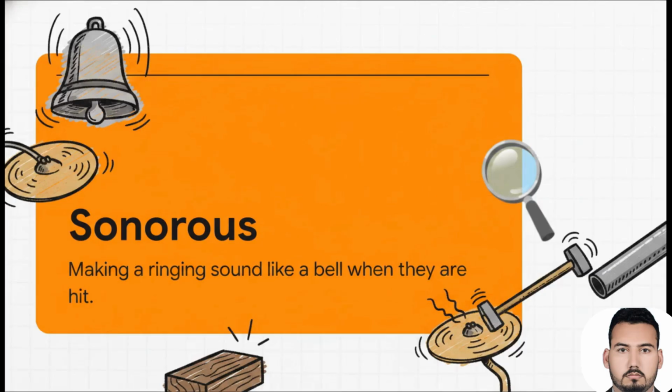And our third big vocab word is sonorous. This means it makes a distinct ringing sound, kind of like a bell or a cymbal when it's hit. Now sure, a glass bottle might make a ringing sound too, but true sonorous resonance? That's a classic hallmark of metals. If you tap a piece of wood, you get a dull thud, but tap a metal pipe and it rings.